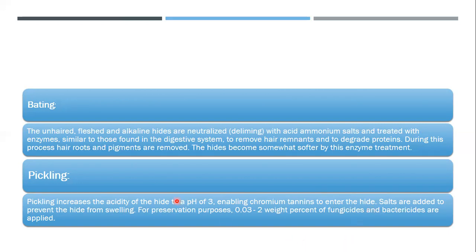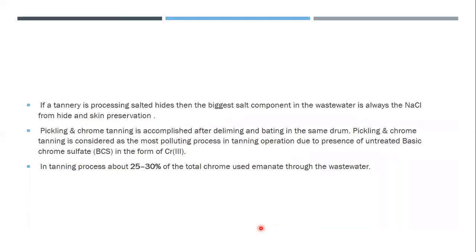Next we have pickling. Pickling increases the acidity of the hides to a pH of 3, enabling chrome tanning agents to enter the hides. Salt is added to preserve the hides from swelling. For the preservation process, 0.03 to 2 weight percent fungicides and bactericides are applied. Next, if the tanning processes salted hide, then the biggest salt component in the water waste is always NaCl from the hide and skin production.